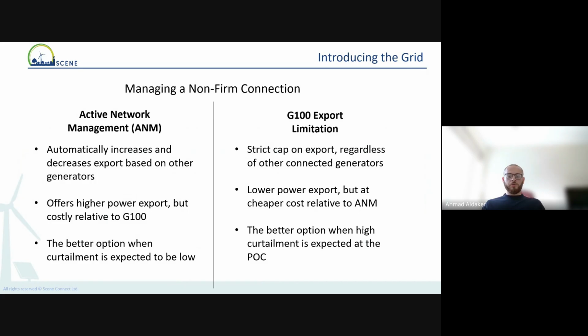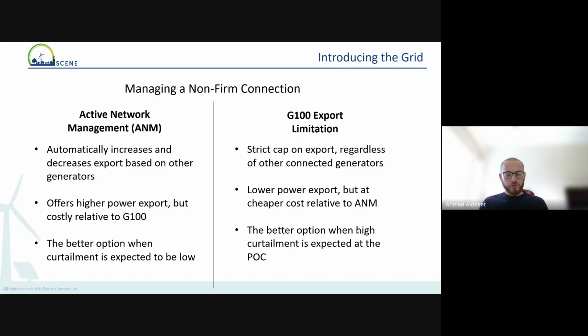If you are going down the non-firm connection route, there are two main options to consider to curtail the power export of a generator. So the first one here is called active network management. This is a system that automatically curtails connected generators when the network is at risk of overload. Now, how this works is that generators are ranked in a queue based on the time of connection to that particular substation, referred to as the last in, first off principle.